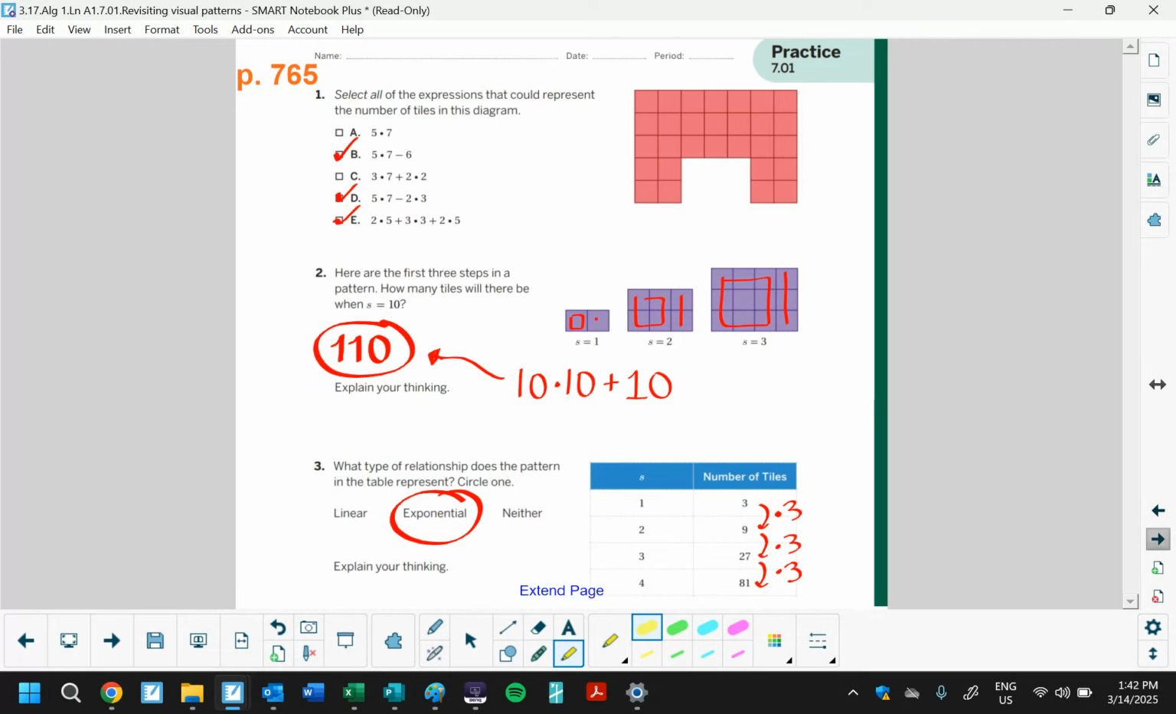All right, number 1 is going to be B, D, and E. Number 2 is going to be 110. Now, you don't have to see it the way I see it. I did a square and then another row. 3 is exponential because it has a common ratio. It seems to multiply by 3 every time.